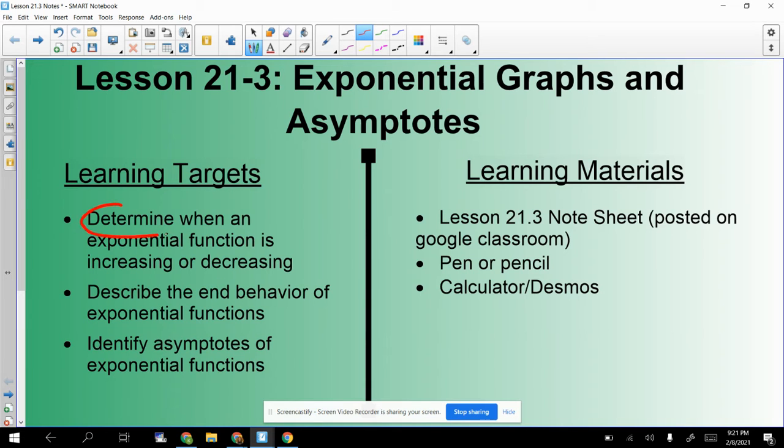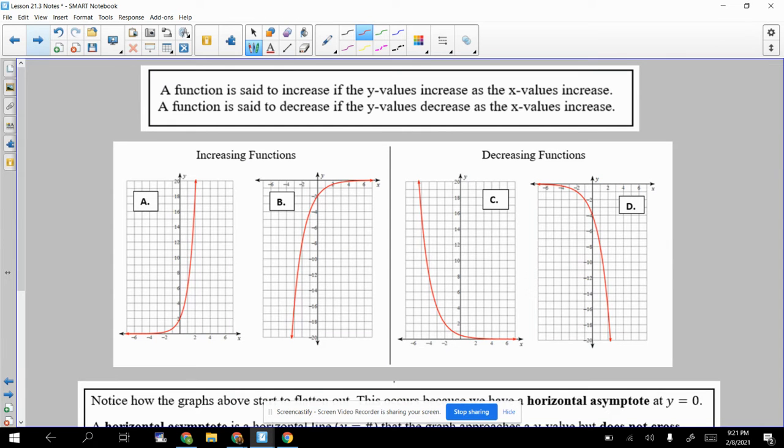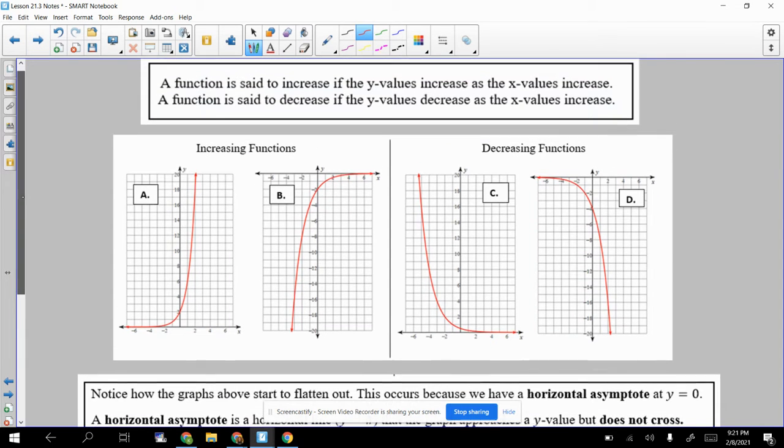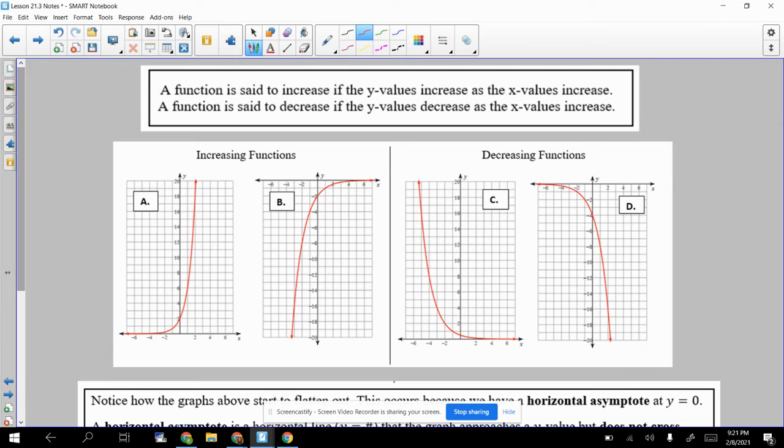We are going to be determining when an exponential function is increasing or decreasing, and we are going to describe end behavior of exponential functions and identify asymptotes of exponential functions. So first up here, a function is said to increase if the y values increase as the x values increase. Okay, makes sense.